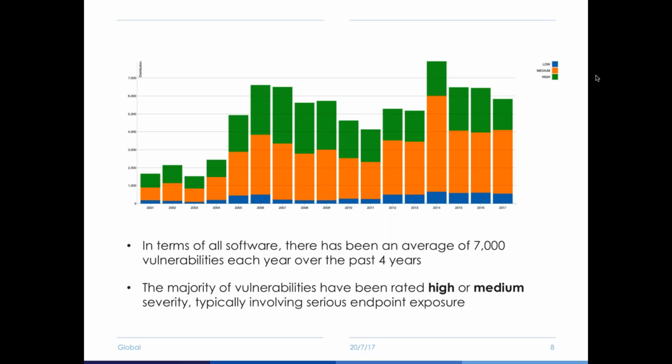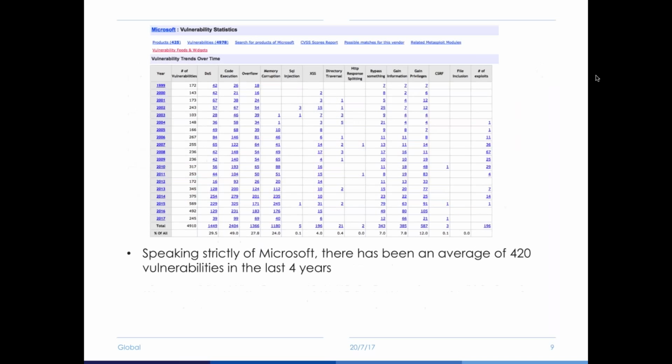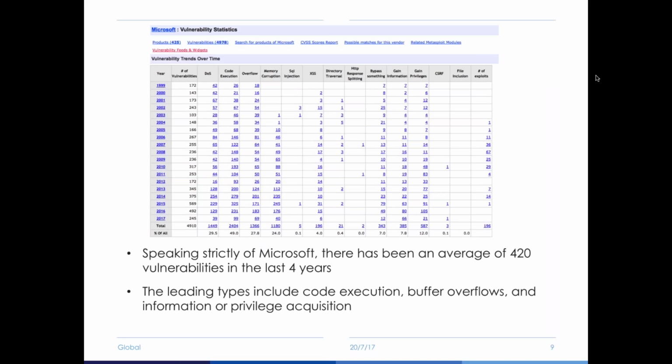In terms of all software, since 2001, there's been an average of about 7,000 vulnerabilities each year over the past 4 years. The majority of the vulnerabilities have been rated high or medium, typically involving serious exposure. If we start to narrow that focus down to something a little bit more ubiquitous, we start talking about Microsoft.